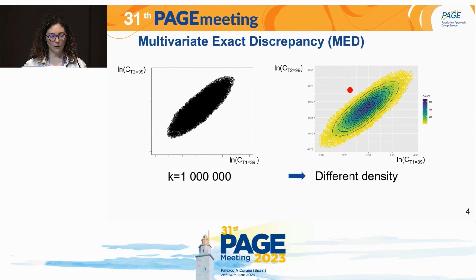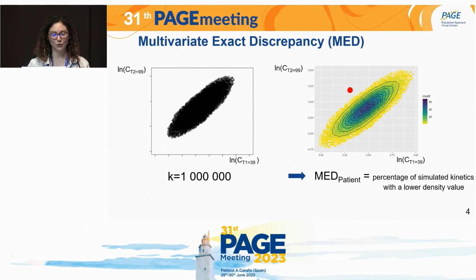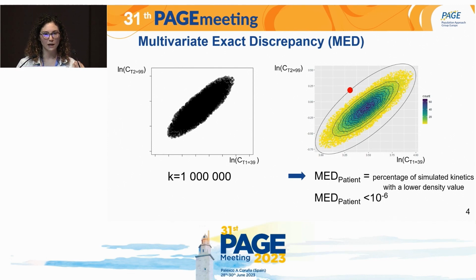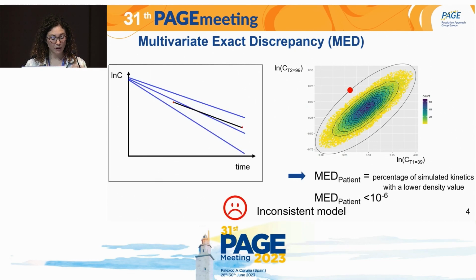If we compute the multivariate exact discrepancy for this patient, we have to evaluate the percentage of simulated kinetics with a lower density value. So in this example, the MED value for our patient is below 1 divided by 1 million. So finally, even for this example, the VPC don't allow us to detect a compatible model for my patient.